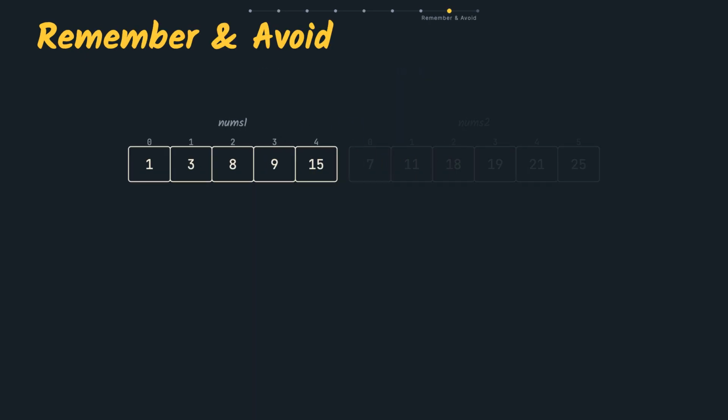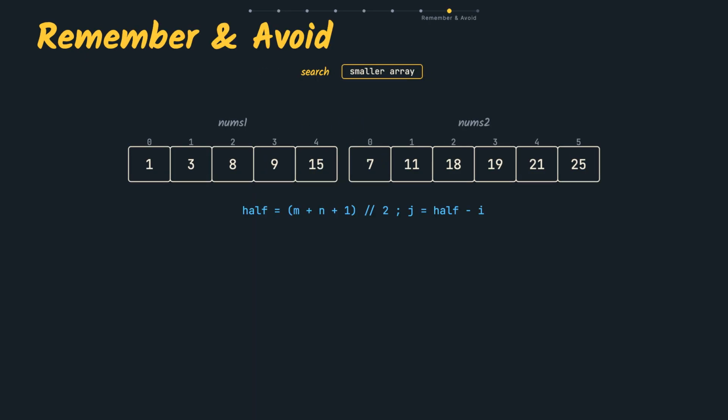Before you code, 3 things to keep in your head. First, always binary search the smaller array. The other cut follows from half equals m plus n plus 1, divided by 2. Second, a cut is valid only when both crosses check out. Left of A less than or equal to right of B, and left of B less than or equal to right of A. One fails, you shift the search.